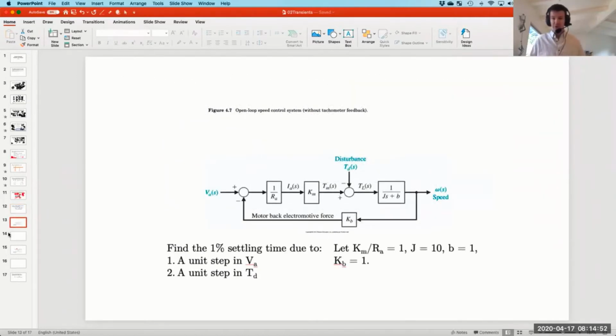Okay, so we are going to open today with some example problems, quite a few of them actually. So on this slide, we are given basically the DC motor's transfer function, or the block diagram, and we are trying to answer a couple of questions. First is, what's the settling time when VA has a step input to it? And what's the settling time when the disturbance is a step?